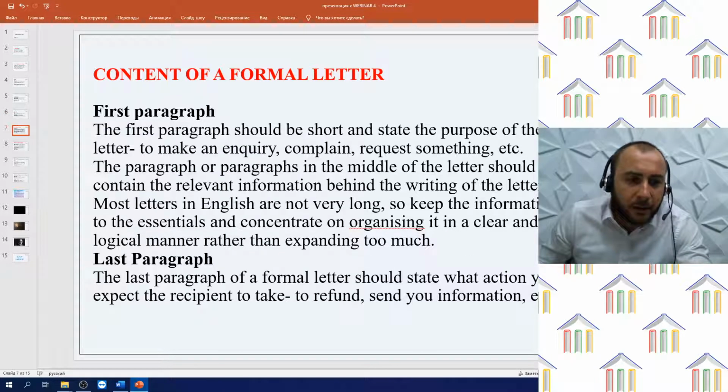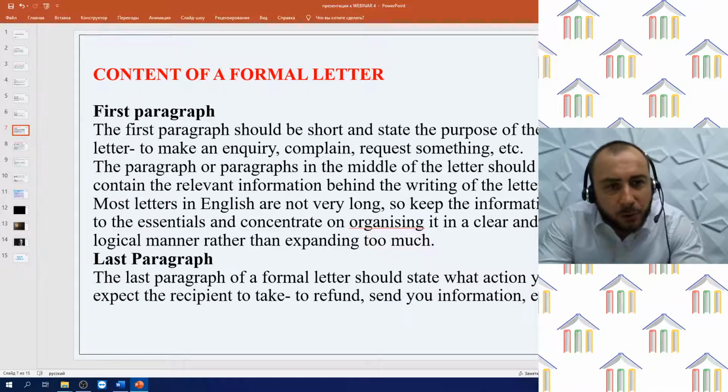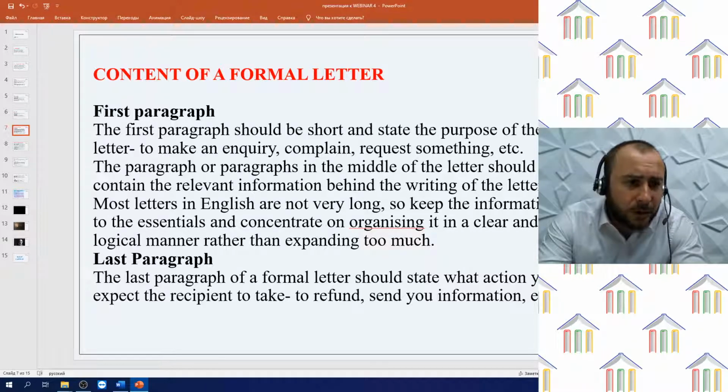Content of a formal letter. First paragraph. The first paragraph should be short and state the purpose of the letter: to make an inquiry, complaint, request something, etc. The paragraph or paragraphs in the middle of the letter should contain the relevant information behind the writing of the letter. Most letters in English are not very long, so keep the information to these essentials and concentrate on organizing it in a clear and logical manner rather than expanding too much. Last paragraph. The last paragraph of a formal letter should state what action you expect the recipient to take: to refund, send you information, etc.